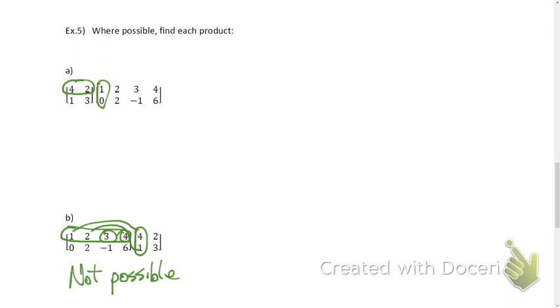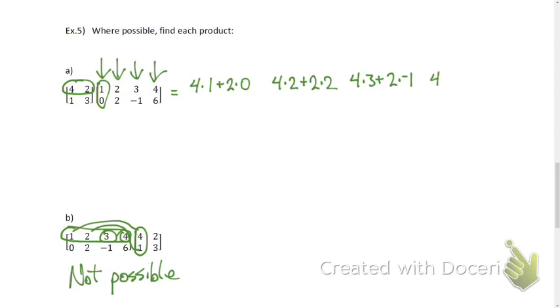But part A is very possible. We're going to go 4, 2 times each column. So we go 4 times 1 plus 2 times 0. So that's row 1 times column 1. Then the 4 and the 2 move to the next column, and we go 4 times 2 plus 2 times 2. 4 times 3 plus 2 times negative 1. 4 times 4 plus 2 times 6.